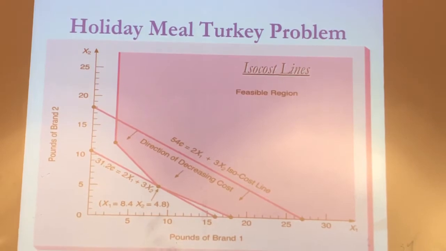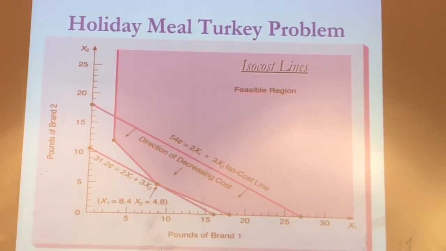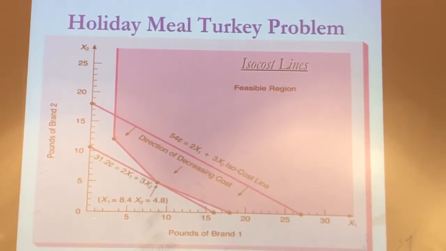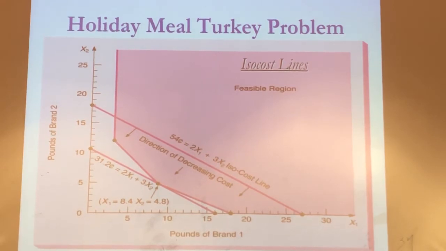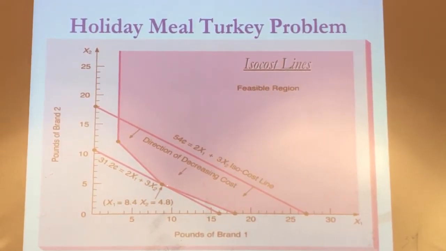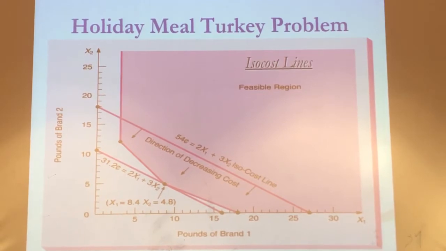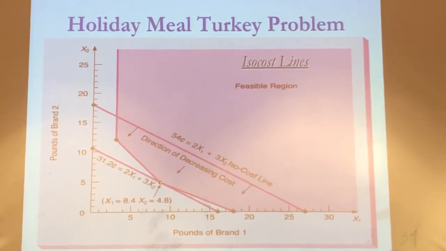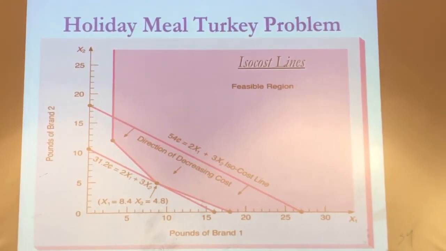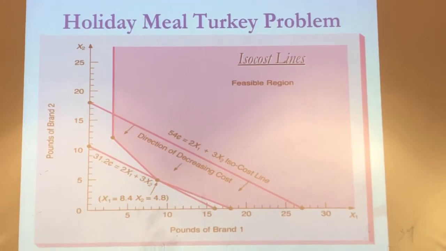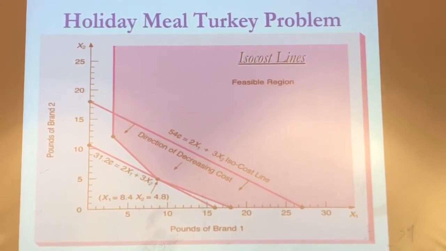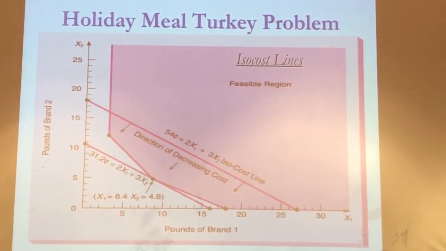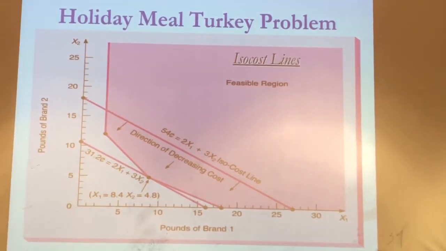This is point B here, and this is the isocost line drawn, and if you move towards the origin, the last point hit, this is the parallel line, the last point hit is this point. X1 is equal to 8.4 and X2 is equal to 4.8. This is your optimal. Any questions?